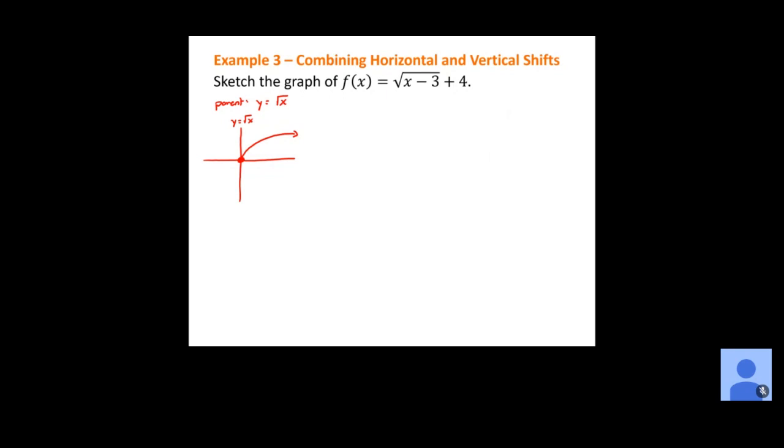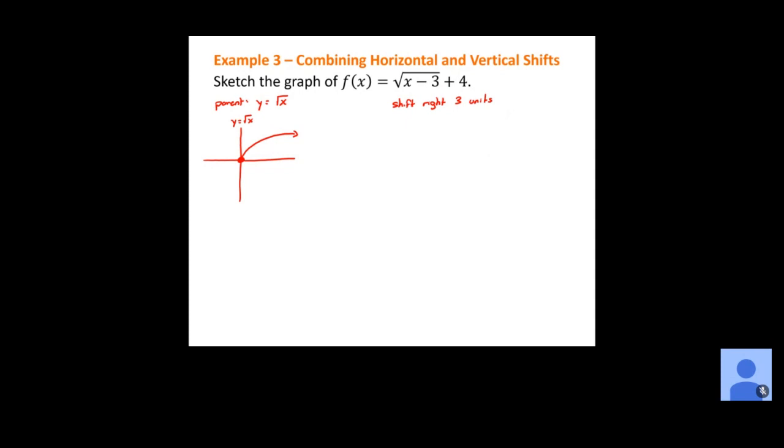Now, what types of transformations are we going to have this time? Okay, both horizontal and vertical. Good. So let's look first at the horizontal. What type of horizontal transformation are we going to have? What's it going to do? It's going to move to the right 3 units. Good. So that's minus 3, because it's grouped with the x, right? Even though there's no parentheses there, it's still under the square root with the x. We consider that inside the function. So this is going to be a shift to the right 3 units.